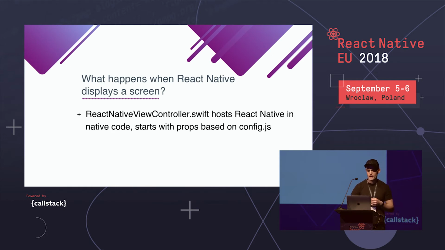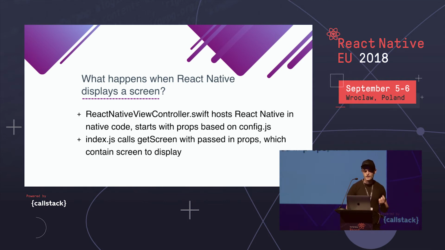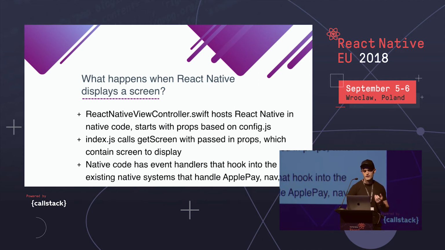So what happens when React Native displays a screen? The React Native view controller hosts React Native in native code, and it starts it with the props based on the config.js file that's associated with those screens. The entry point is index.js. This is going to call getScreen and retrieve the actual screen that's going to be rendered. Native code has event handlers that hook into the existing native system that handles Apple Pay, navigation, etc.